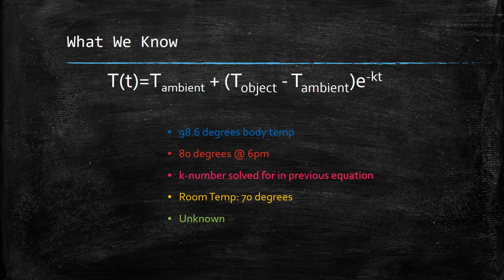98.6 degrees is the body temperature. Even though this was not given to us in the problem, we know this to be the last temperature of the body. Therefore, it goes into the object. 80 degrees is the temperature of the body at 6 p.m. and therefore goes into the left-hand side of the equation because it is the temperature at the time of discovery. We can then plug in K, the number we solved for in the previous equation. The room temperature is still 70 degrees, therefore we use it as our ambient temperature. This leaves us with T as our only unknown.